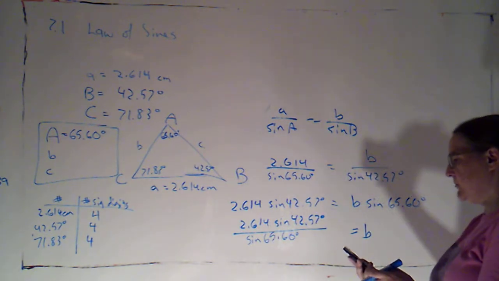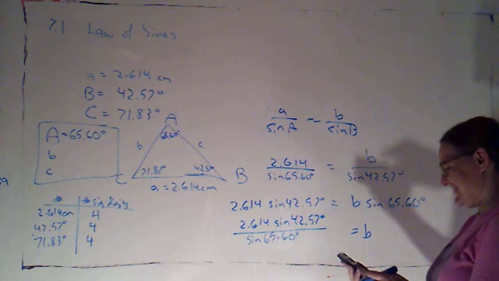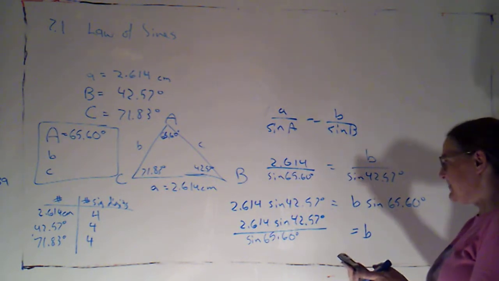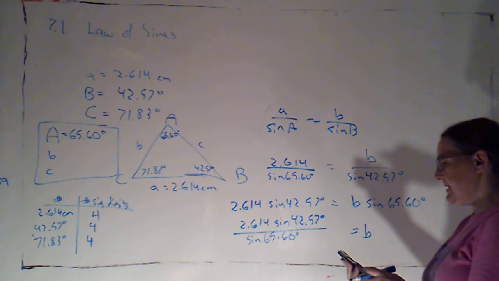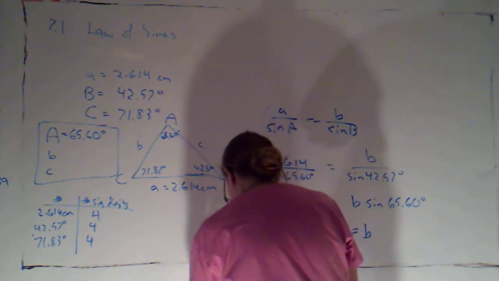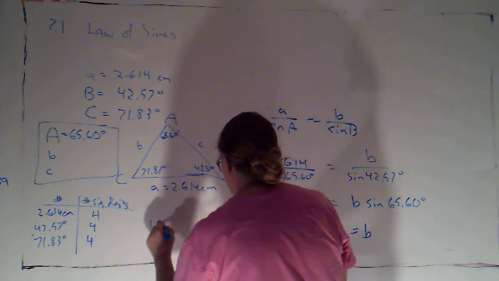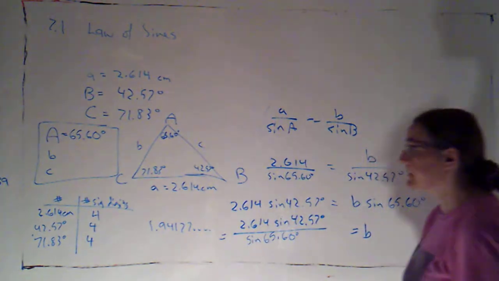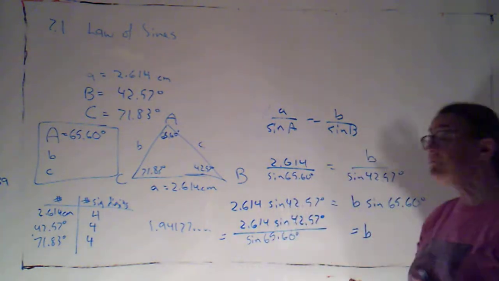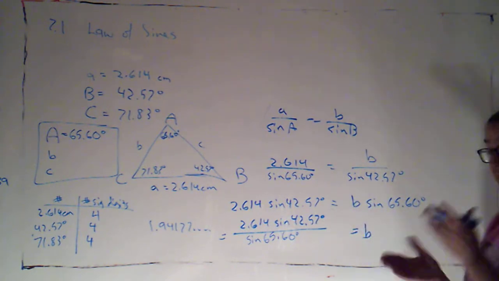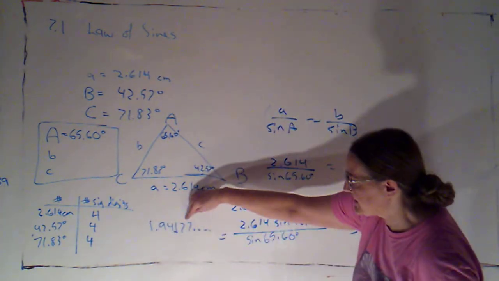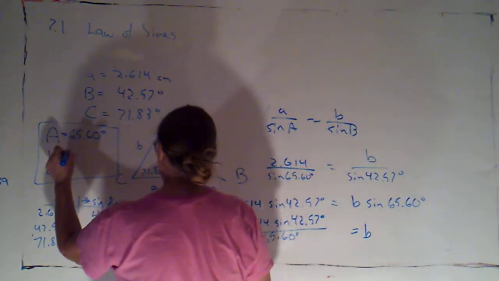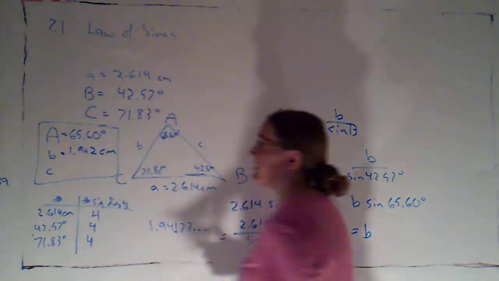So 2.614, oops, turn the calculator on. 2.614 times sine of 42.57 divided by sine of 65.60, and that's going to equal 1.94177 and so on. I want to remember I was rounding here to 4 significant digits. I used some multiplication and division, so it's not to the same place value, it's to the same number of significant digits. So 1, 2, 3, that's going to be to this place. 7 is 5 or more, so I'm going to round up. So I would say 1.942 centimeters would be my units there.